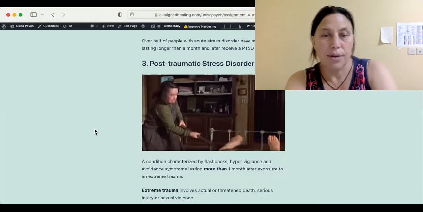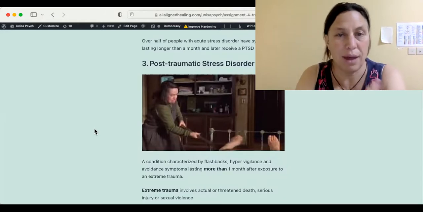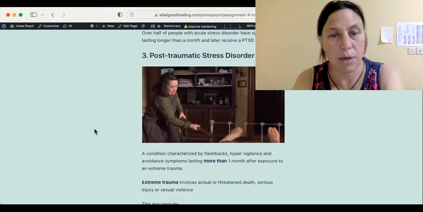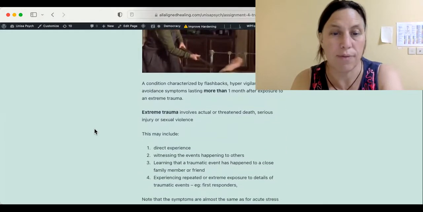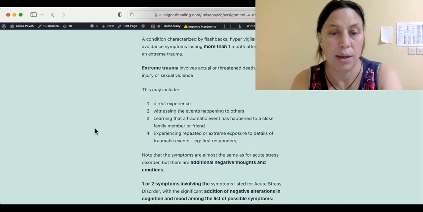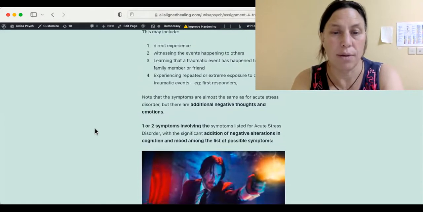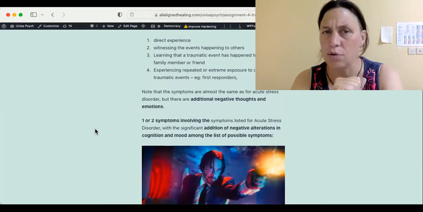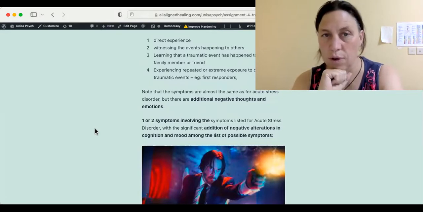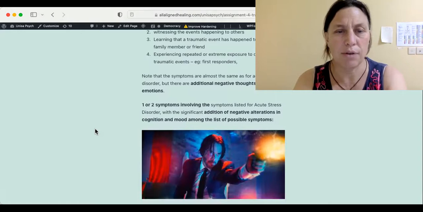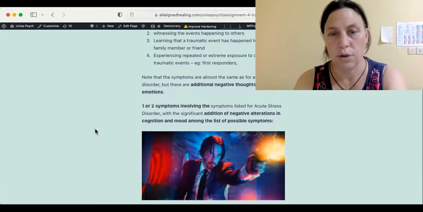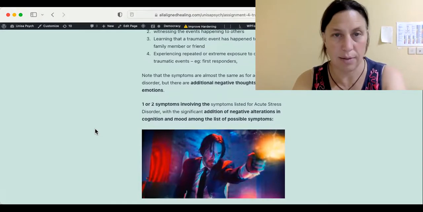This is a condition characterized in exactly the same way as acute stress disorder. The extreme trauma is defined in exactly the same way. The only difference is, it says here we only need 1 or 2 symptoms, which is strange because for acute stress disorder we needed 9. But let's look at the negative alterations in cognition and mood that are listed here for PTSD.